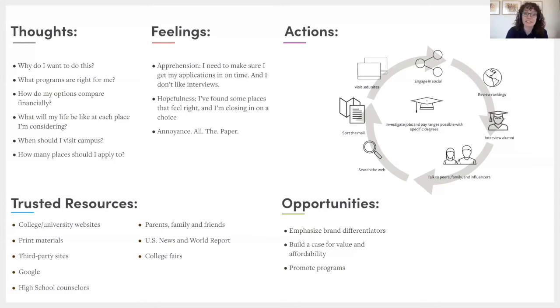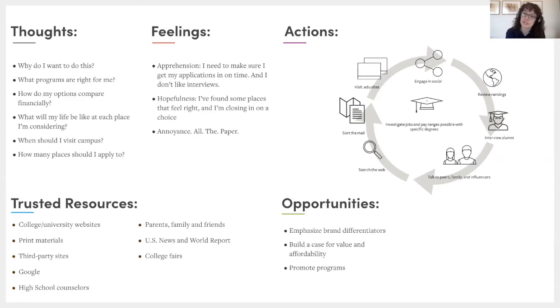We see feelings of apprehension. I need to make sure I get my applications in on time, but also feelings of hopefulness. You know, maybe I found some places that feel right. I'm excited about this. I'm closing in on a choice. And we definitely see a lot of annoyance in this phase too, especially as students are sorting through the mail, all that paper. So I mentioned some of these actions already. We see students in this phase sorting the mail. We see them reviewing your website, engaging in social, and they're also spending a lot of time talking to their influencers to figure out what's the right choice for them.